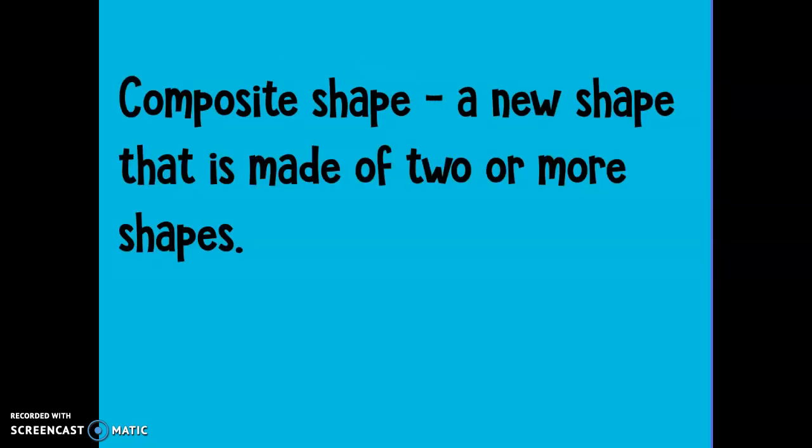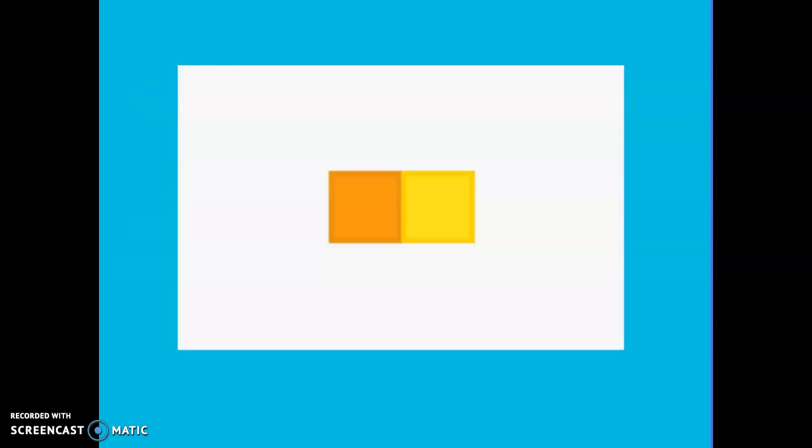So what we're going to be doing this week is we're going to take those shapes that we learned about last week, and we're going to put them together to make new shapes. That's what a composite shape is. It's a new shape that is made of 2 or more shapes. So for example, here I have a rectangle, but the rectangle is actually made of 2 squares that I put together.